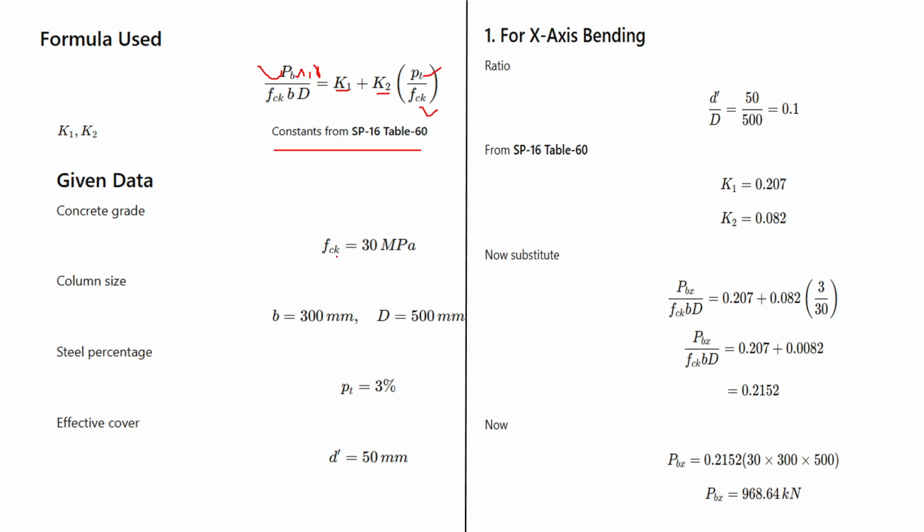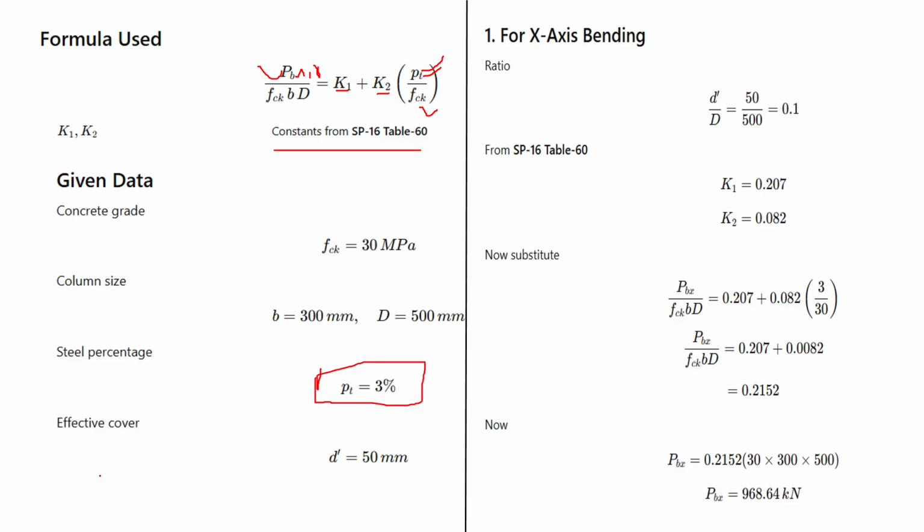After getting that, FCK is already given, and the width of the column dimension is given. So the percentage of the steel, why am I using the percentage of the steel? Because PT is here, PT by FCK. PT is the percentage of the steel. PT is given as 3%. I'm using 3% of reinforcement with respect to the concrete used in the column. So the steel percentage is 3%.